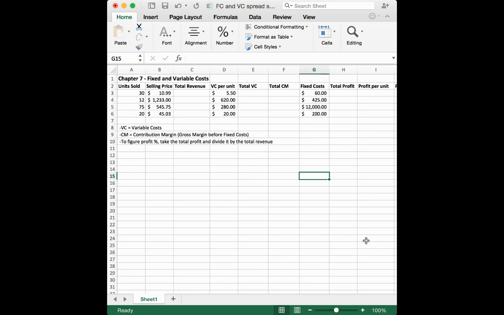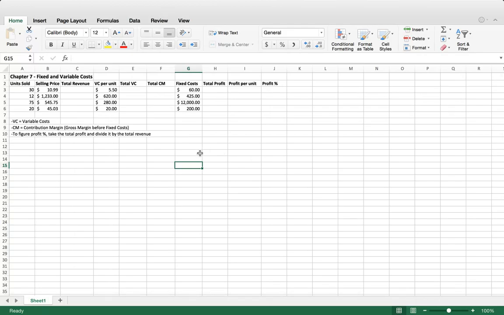What I am going to go over after I expand this so that you could see it a little bit better, go over the answers to the spreadsheet problem, which is all about determining the fixed and variable costs and ultimately coming up with the total profit for each one of these items. So it's pretty simple.